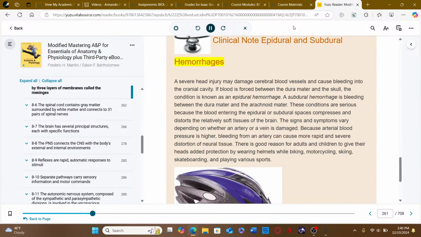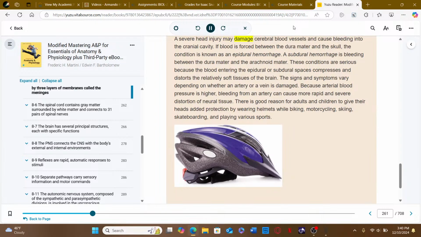Clinical note: epidural and subdural hemorrhages. A severe head injury may damage cerebral blood vessels and cause bleeding into the cranial cavity. If blood is forced between the dura mater and the skull, the condition is known as an epidural hemorrhage. A subdural hemorrhage is bleeding between the dura mater and the arachnoid mater.